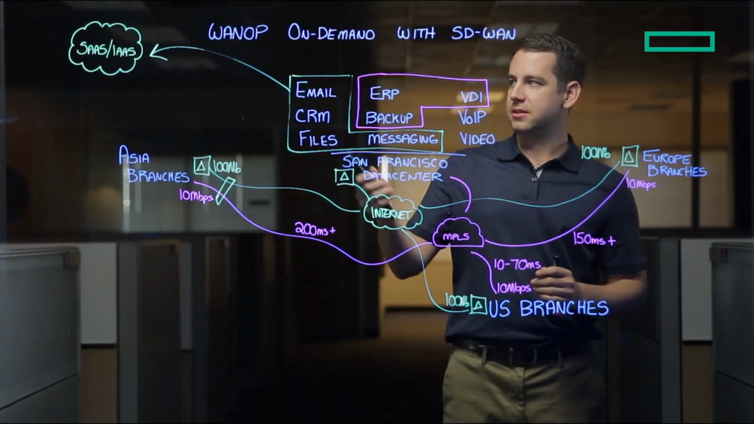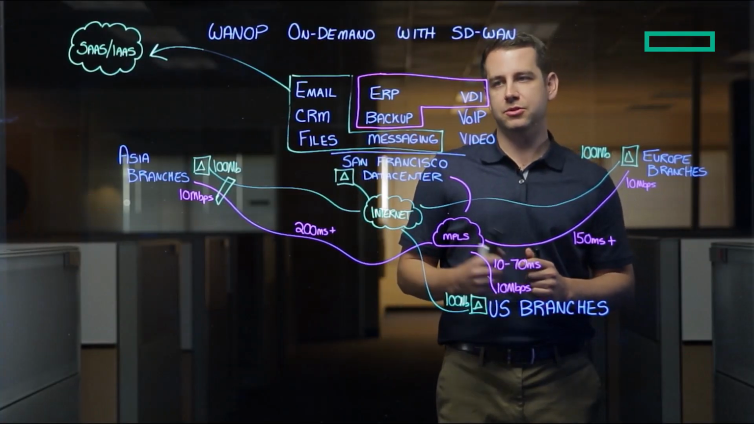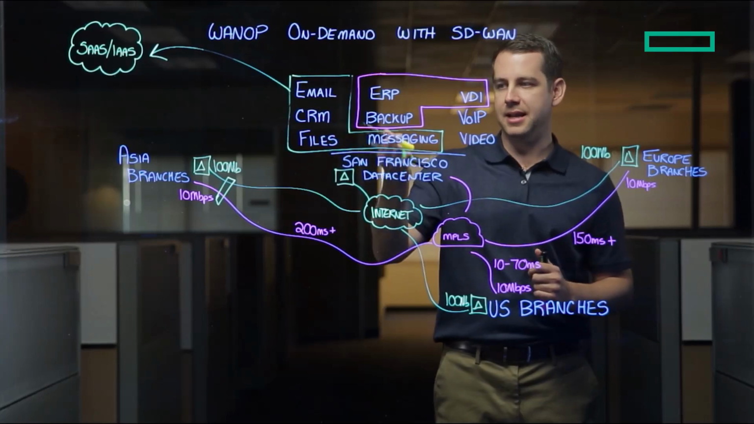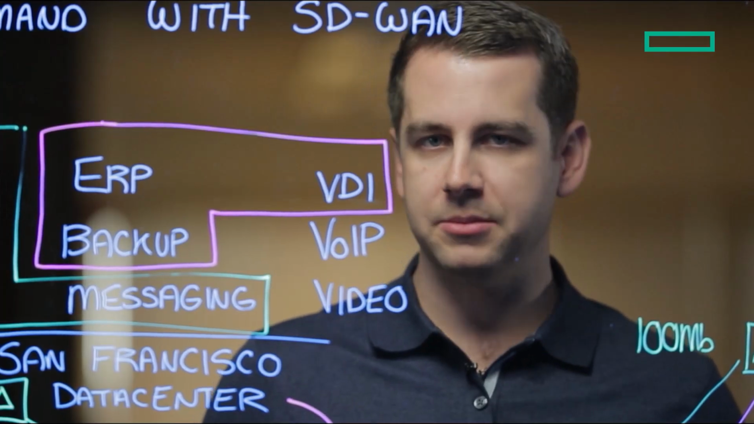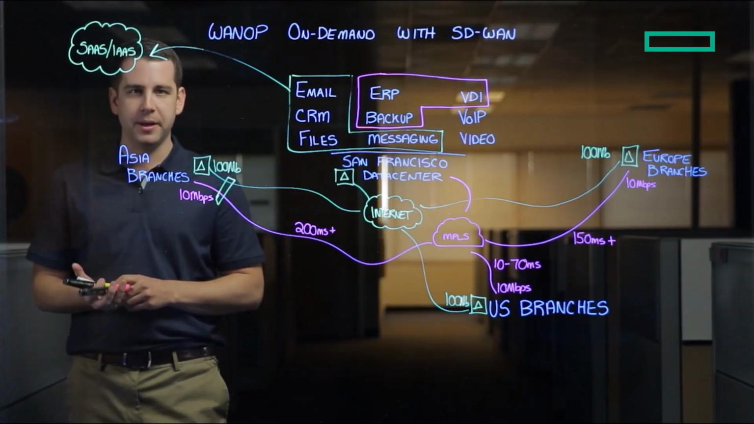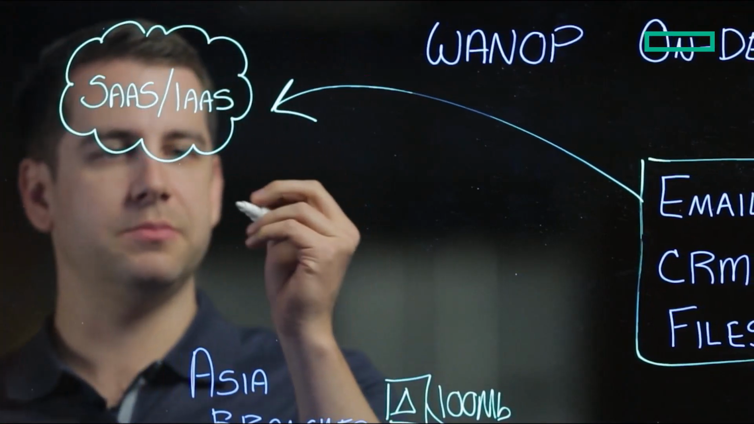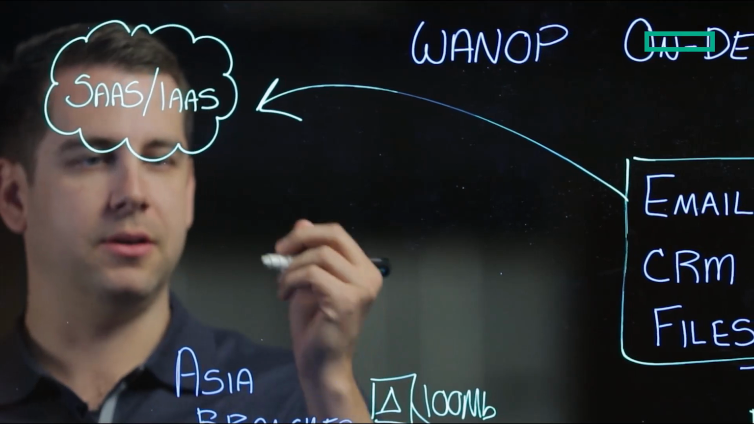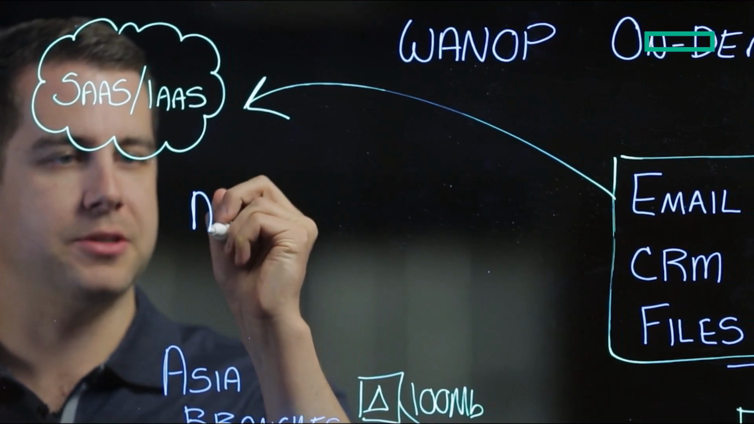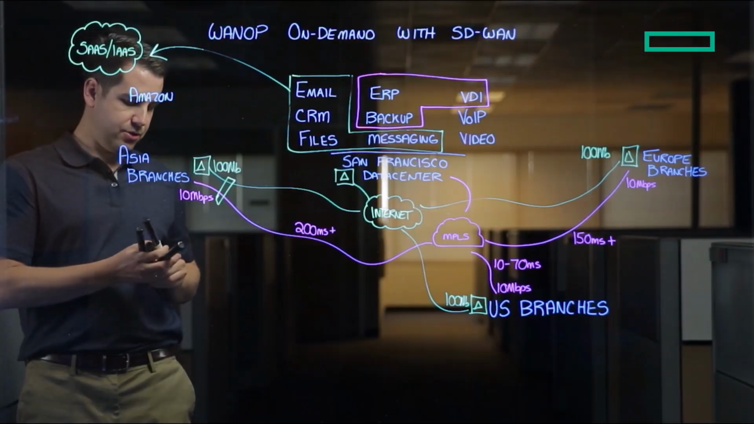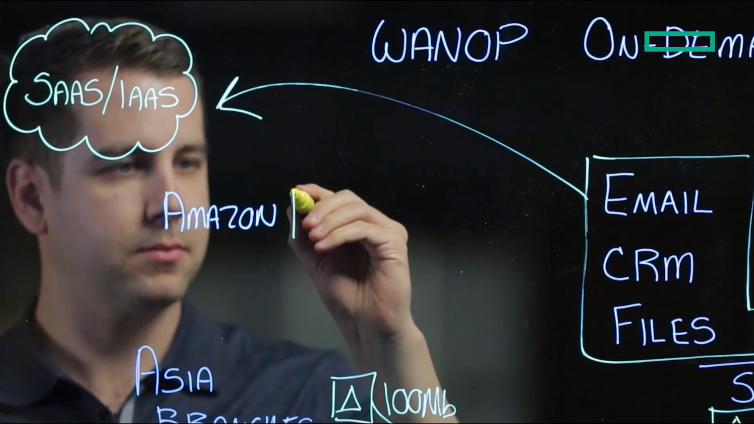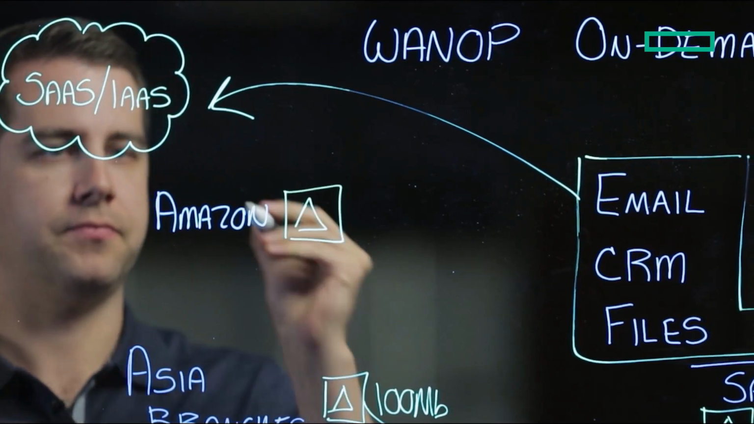What's also interesting is, I have apps that are moving out to the cloud, software as a service, IaaS. These apps left, they're not in the data center anymore. Doesn't mean they don't always need WANOP. Sometimes they work, sometimes they don't. We can spin up in this case, maybe Microsoft Azure or Amazon. And so let's go ahead and spin up Amazon here into AWS.